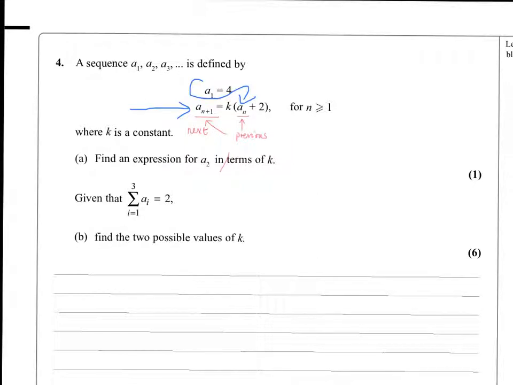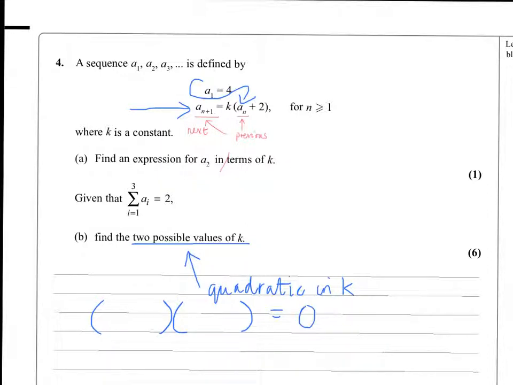In part B, find 2 possible values of k. That to me means making up an equation, and we're possibly going to get a quadratic in k. Because if we get 2 values, it just means that we might get 2 brackets equal to some number or 0 even. So we'll get a k and a k. So that's what I'm looking at in part B.